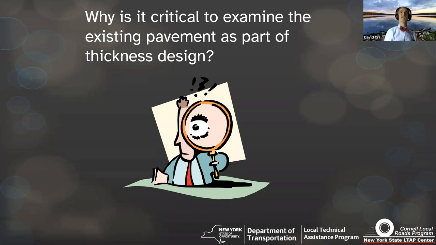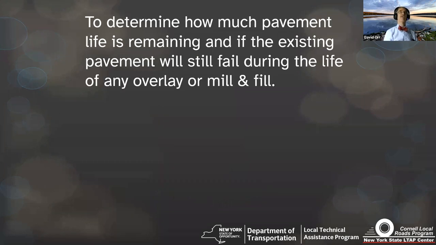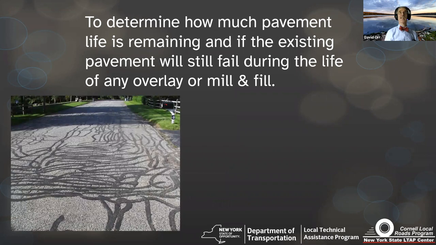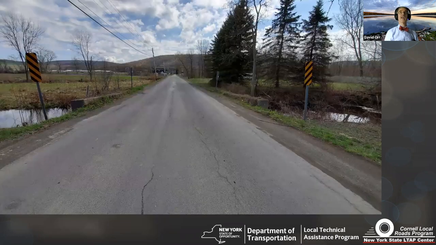Okay. It can actually help you determine whether you've got good information if you know something about its history. And it allows you to determine how much pavement life is remaining and if the existing pavement will still fail during the life of an overlay or a mill and fill. In other words, can I do a mill and fill or an overlay, or do I have to do something more extensive like a rehabilitation or a total reconstruction? Because, you know, a pavement that looks like this, it's probably too late versus a pavement that looks like this.